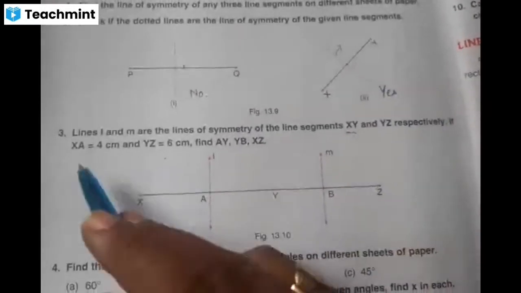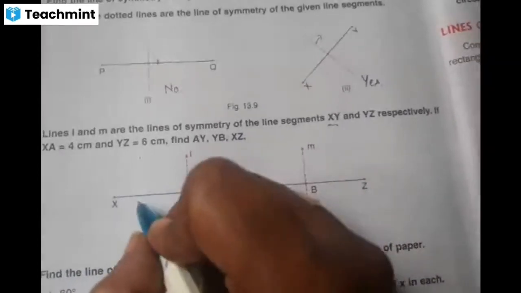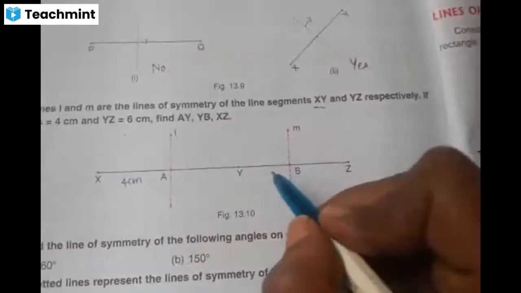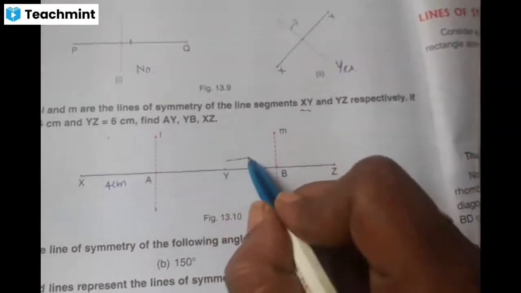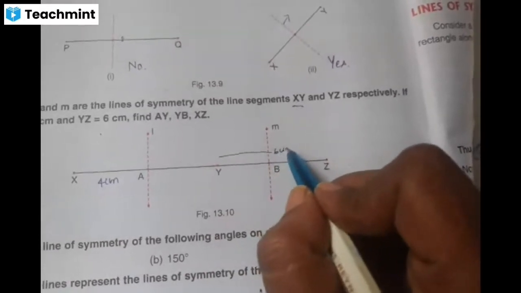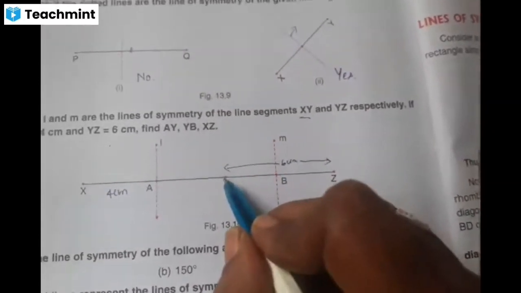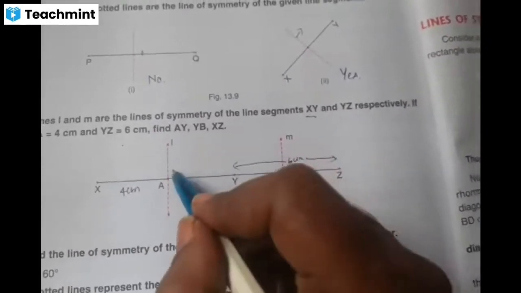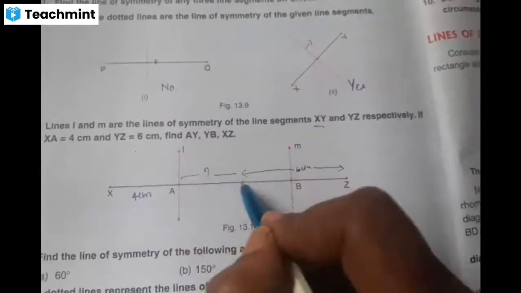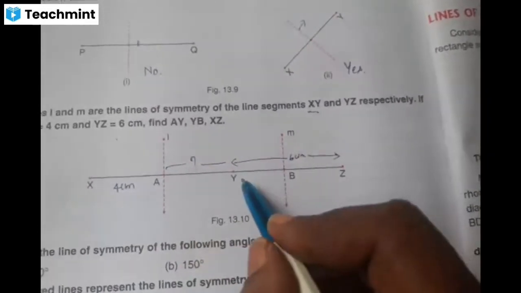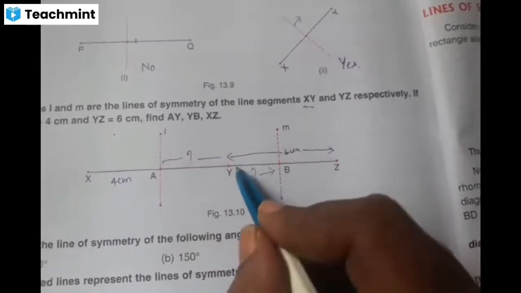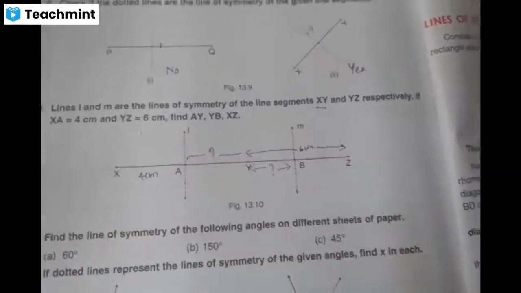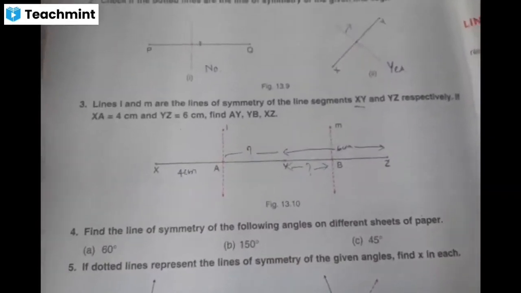Now, if XA is equal to 4 centimeter, here it is given, and YZ, which means from this point to this point, total is 6 centimeter. We have to find how much is AY, this part, and how much is YB and XZ. Where is XZ, children? From here to here.